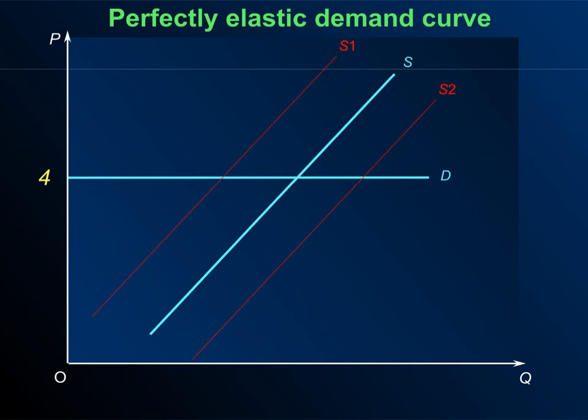When demand is perfectly inelastic, a shift in the supply curve will not change equilibrium price. An increase in the supply will lead to an increase in equilibrium quantity, and a decrease in supply will lead to a decrease in equilibrium quantity.